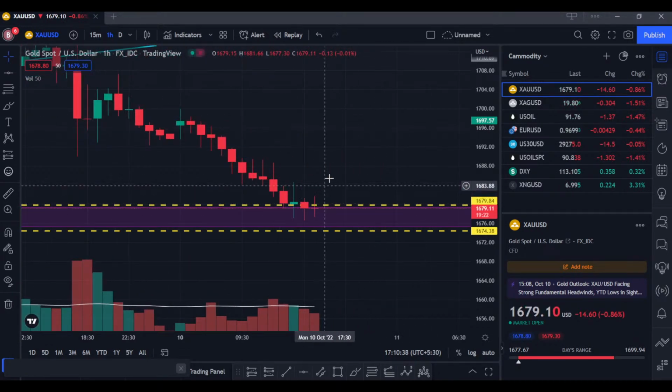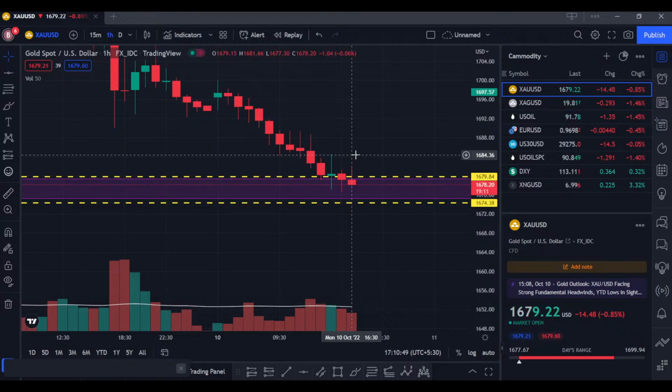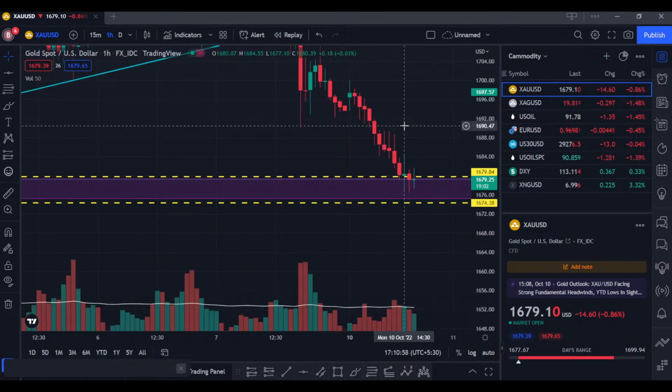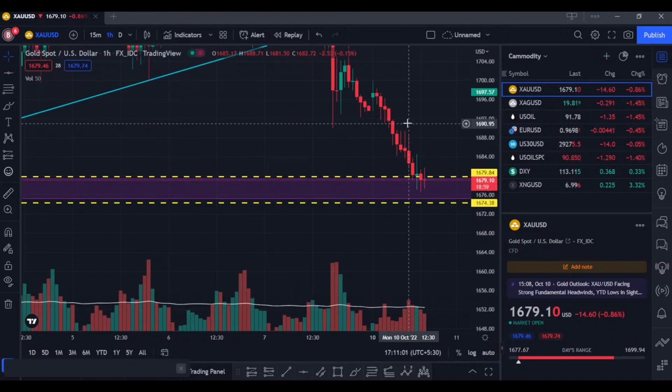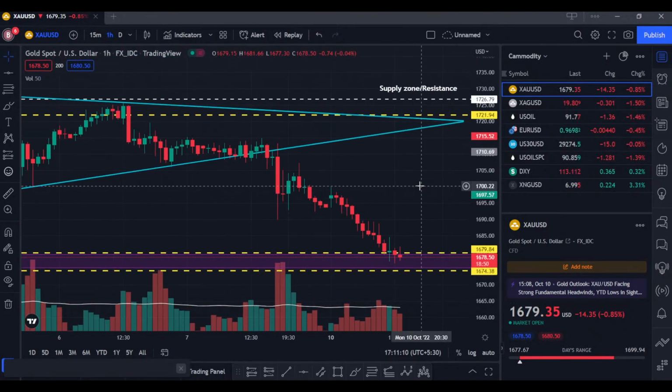Yes, you can see here that's a very big wick. Previous movement, what was the previous movement? We can see here what was the previous movement. Now where is the gold going here.